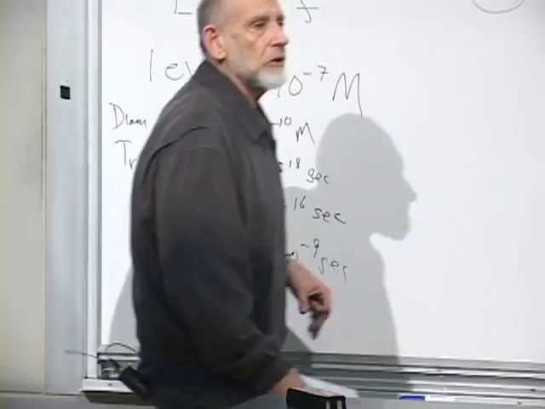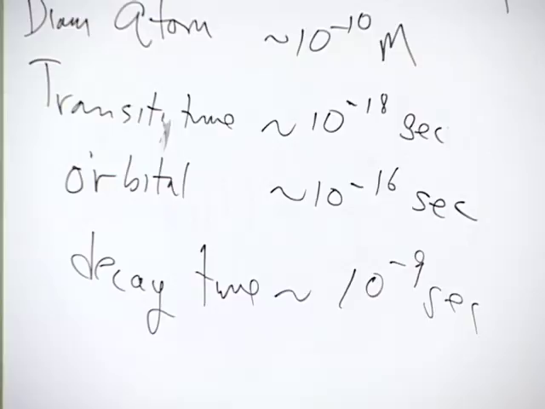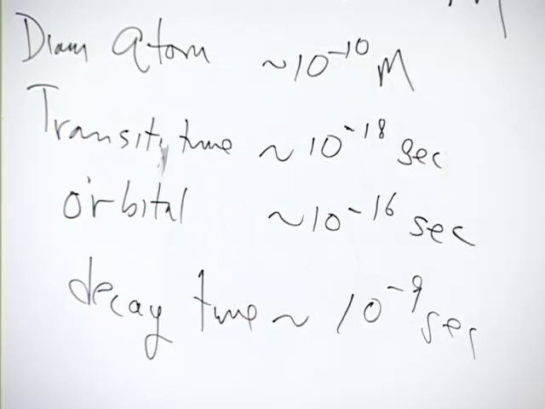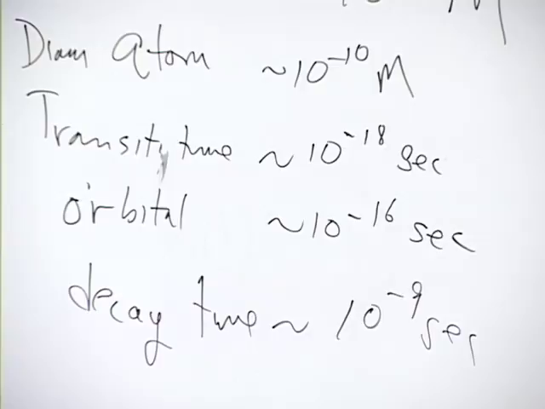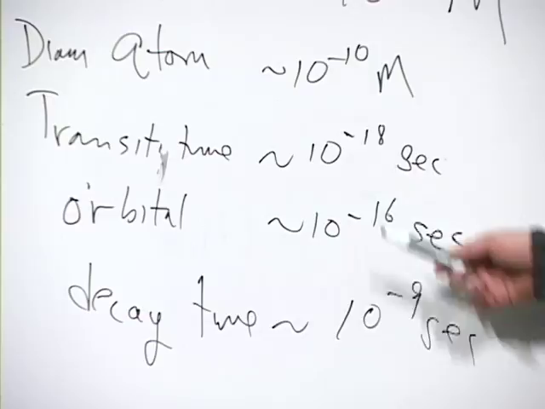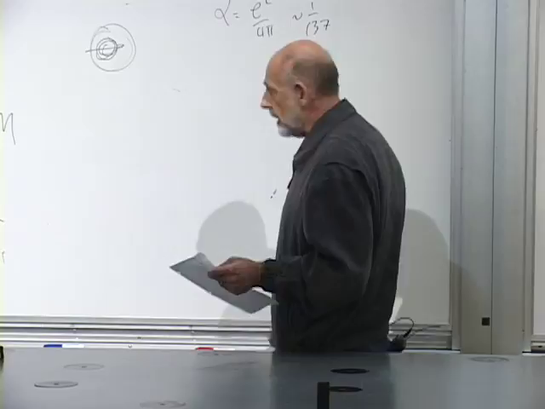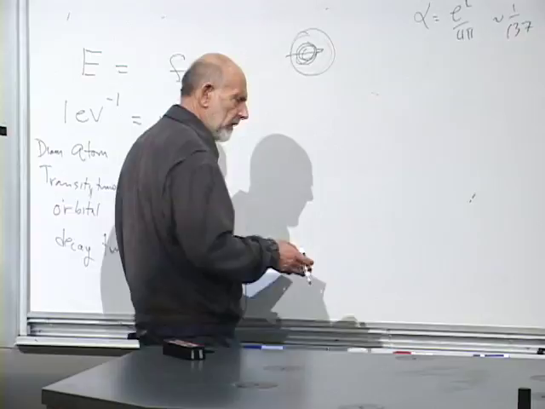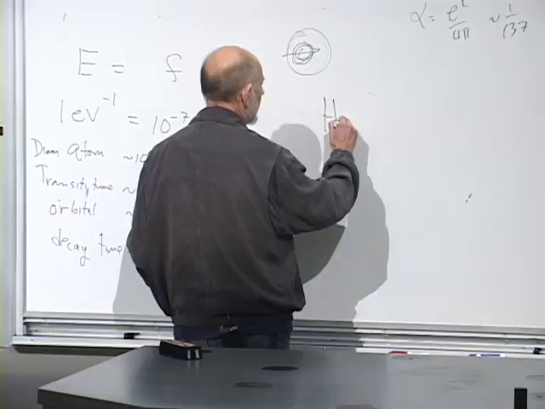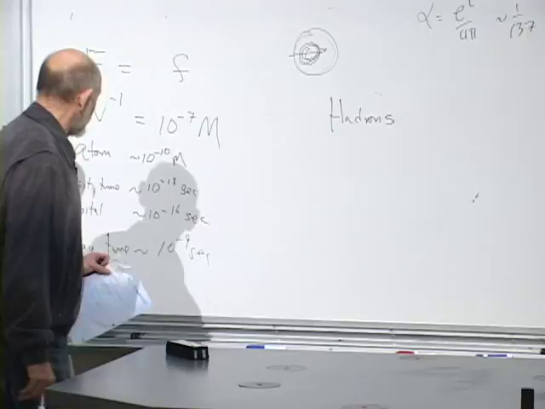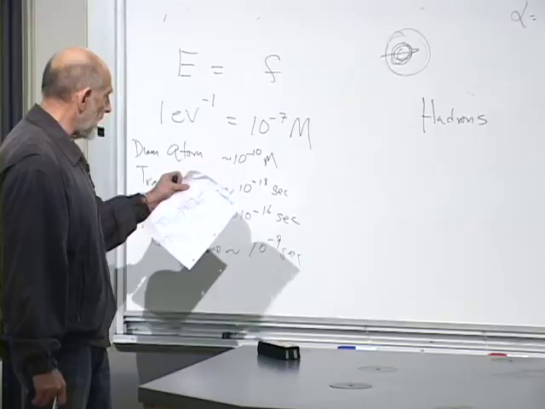So the main thing is there's a variety of different scales in the atom, and they're all related by powers of the fine structure constant. The fine structure constant being a small number, there are fairly large ratios between different time scales: transit, orbital, and decay time. All right, now let's come to hadrons. Hadrons are like atoms. They're made up out of quarks. We could ask very much the same kind of questions. First of all, what is the hadronic diameter of a typical hadron? It could be a proton, neutron, meson, they're all more or less the same. The hadronic diameter is a lot smaller than the atom. It's not 10 to the minus 10th meters. It's about 5 orders of magnitude smaller.